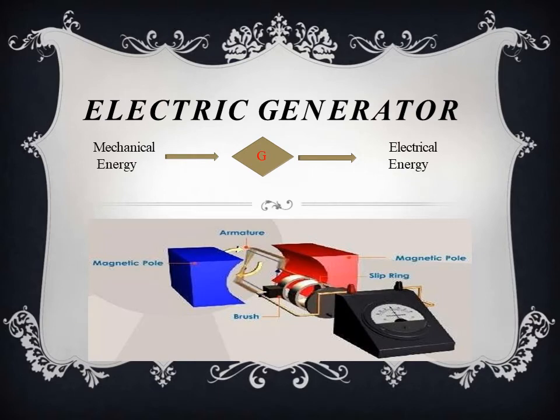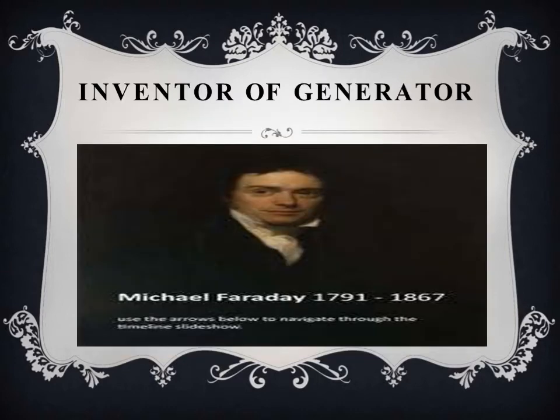An electrical generator is a device which converts mechanical energy to electrical energy. We will be discussing it in detail. So, who was the inventor of this generator? It was Michael Faraday who gave this idea of the generator. That is, he gave the concept of electromagnetic induction on which the AC generator works.